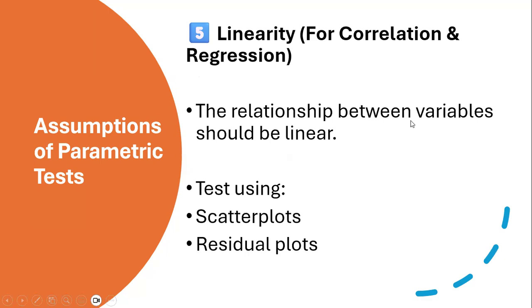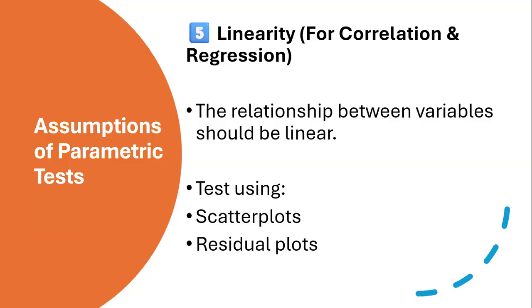Linearity assumption. Linearity comes from the word linear. And the linearity assumption becomes relevant when the analysis is escalated to the level of correlation and regression. The linearity assumption contends that the relationship between the variables that are being observed should be linear, such that as one increases, the other may also increase or behave in a constant but predictable manner.